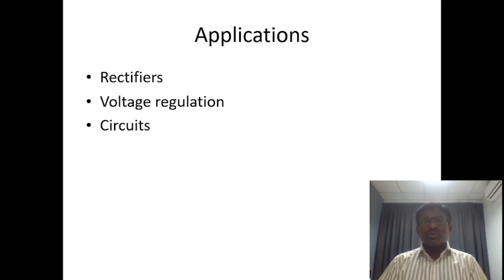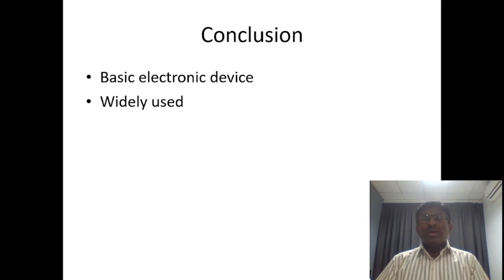In rectifiers, it is used for converting the AC voltage into pulsating DC voltage. It is also used for voltage regulation, that is clipping and clamping circuits, and also for electronic circuits, signal detection and protection circuits. These are the applications of the PN junction diode.